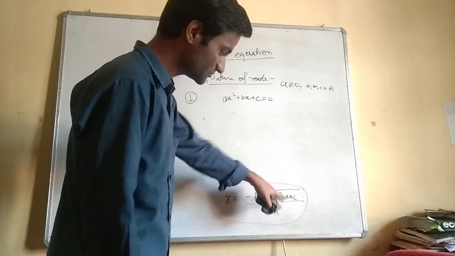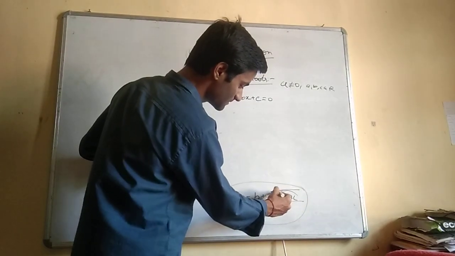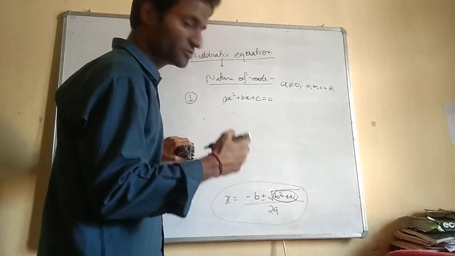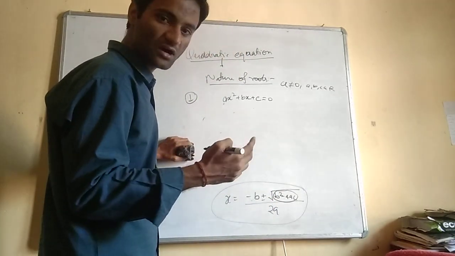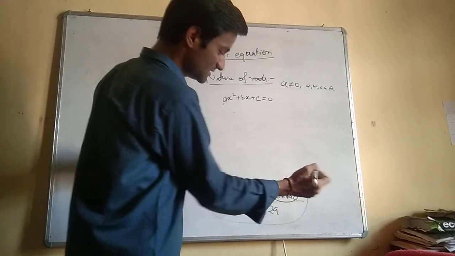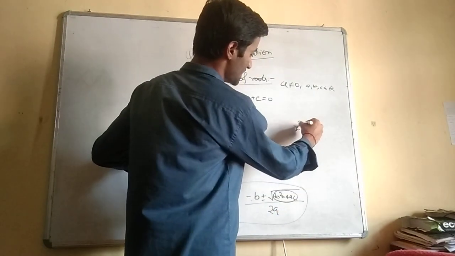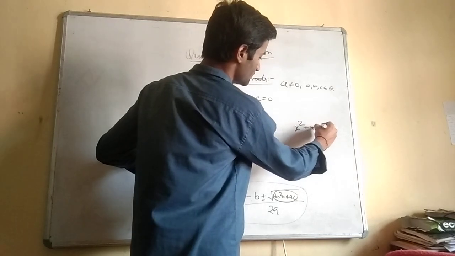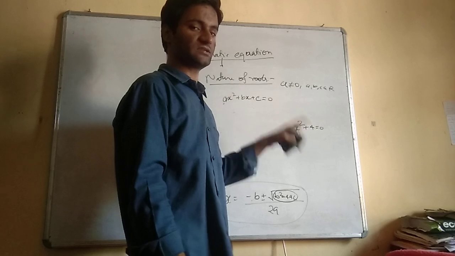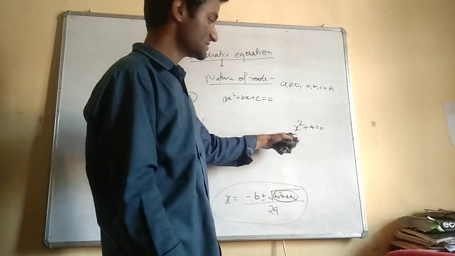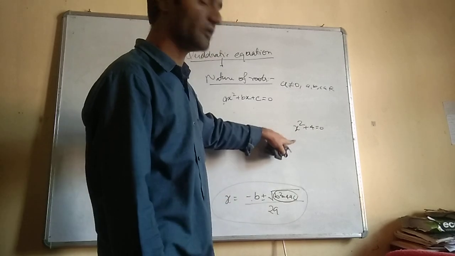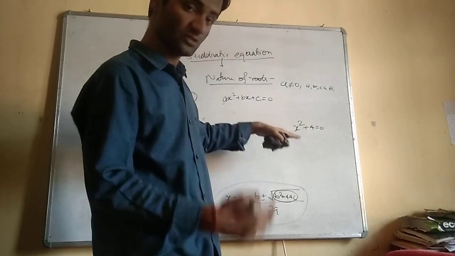Now this term b square minus 4ac will decide whether the roots will be positive or negative or equal. Let's consider that I am taking an equation like x square plus 4 is equal to 0, and now I am asking you to tell me the root of this equation. It is not difficult for you to deal with. You can simply find out the value of the root.